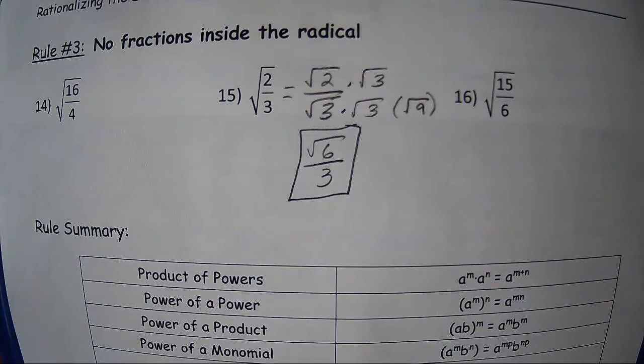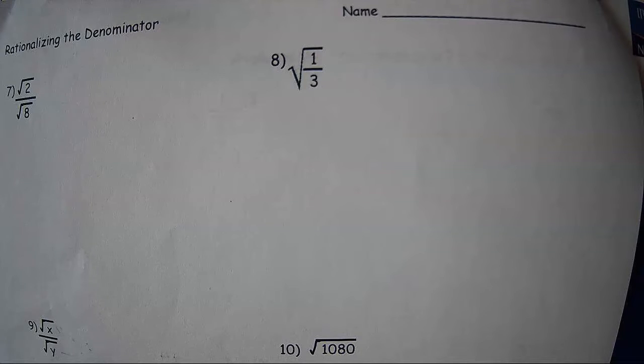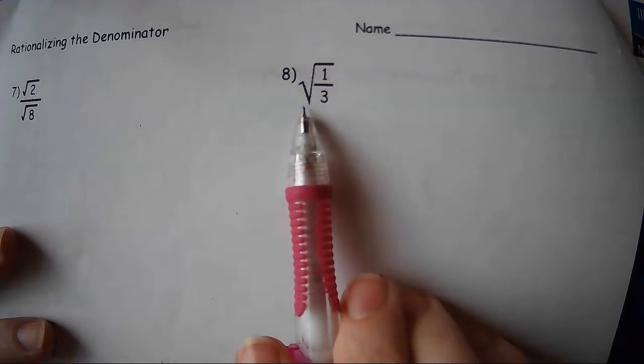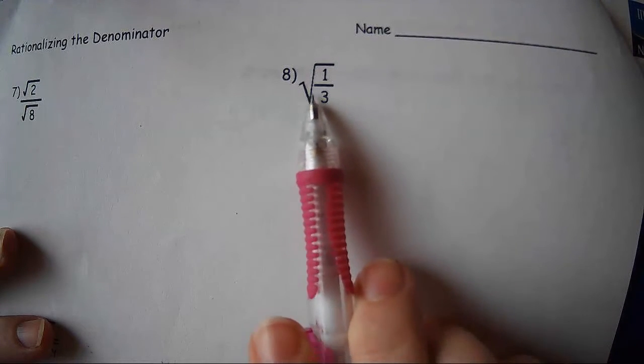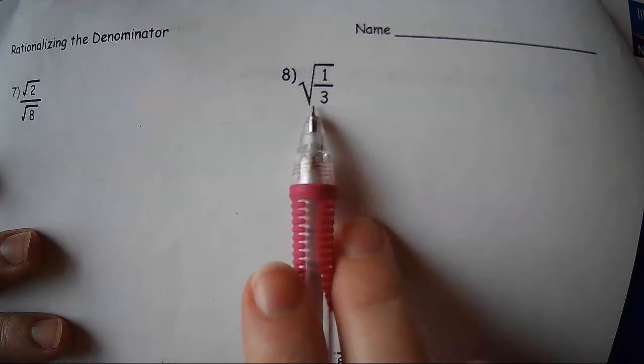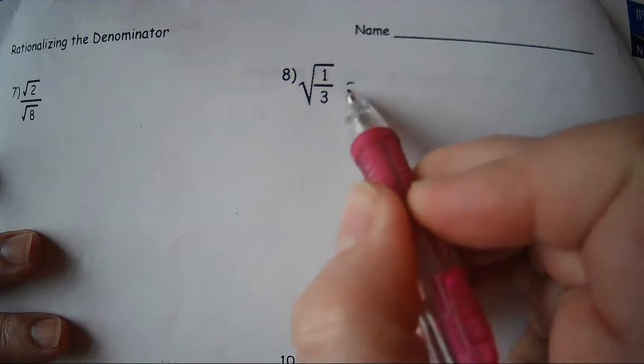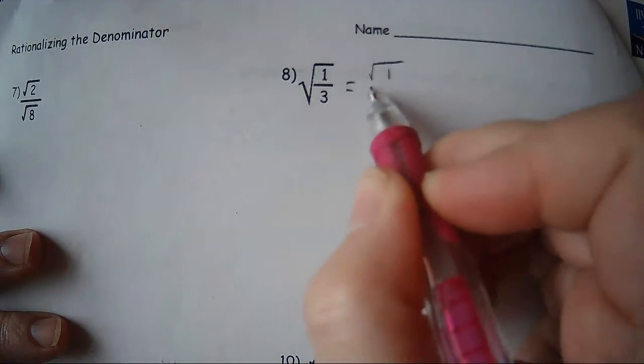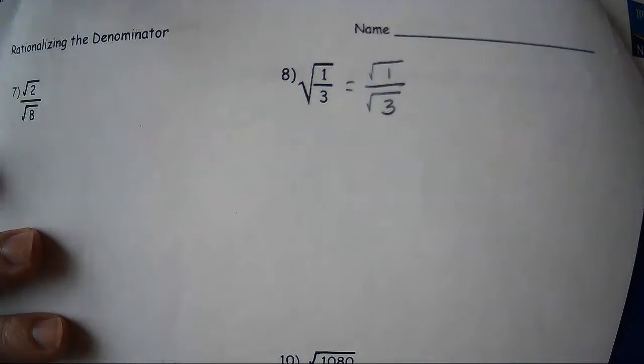That is simplified. Now I'm going to work out one of them with you on your assignment. So let's go look at your assignment and I'll work that one out with you. I'm going to work out number 8 with you. Number 8 applies to rule number 3. We have a fraction underneath the radical, and no fractions are allowed underneath the radical. So the very first thing I need to do is make this the square root of 1 over the square root of 3. I take the fraction out of the radical.